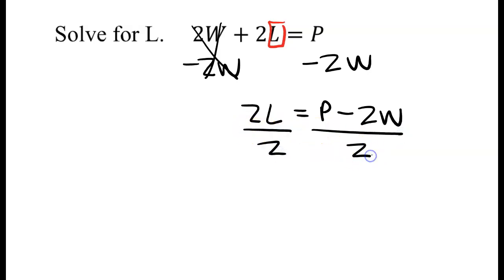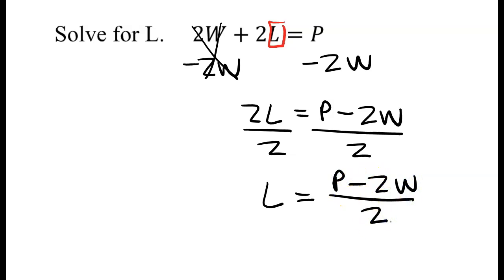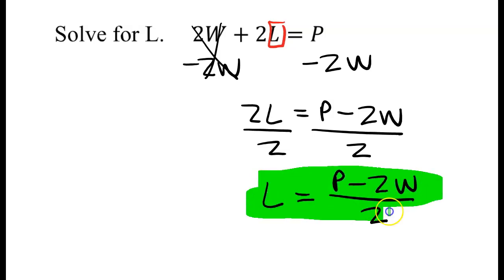Now, in this case, you might notice I'm writing it slightly differently than the last couple of examples. That's because I noticed that if I do p divided by 2, I'm not actually going to get a nice simplified answer here. So there's really no need to go further in the simplifying process. You can just leave it as L equals p minus 2w divided by 2. And some teachers will maybe want you to go further and write it differently, but most will be okay with writing your answer just like this. Okay, that's solving literal equations.